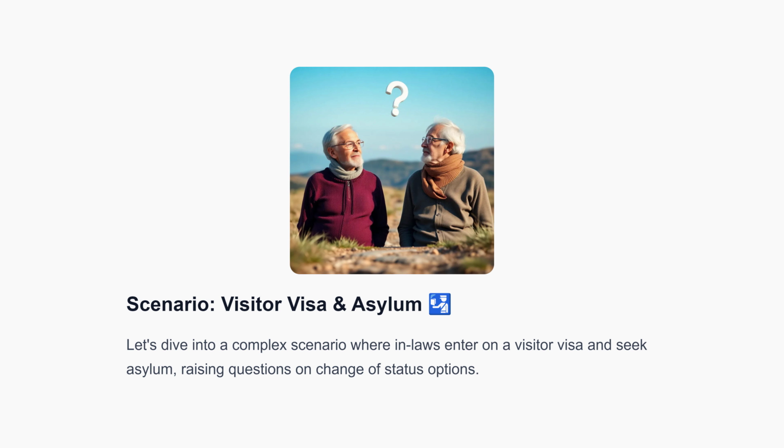We'll start by exploring a scenario that many might find familiar. Your in-laws have entered the country on a visitor visa and have applied for asylum. Their application has been pending for about 2 years now, and they have received a social security number and an employment authorization document, allowing them to work. It's a situation that poses unique challenges and requires careful navigation.